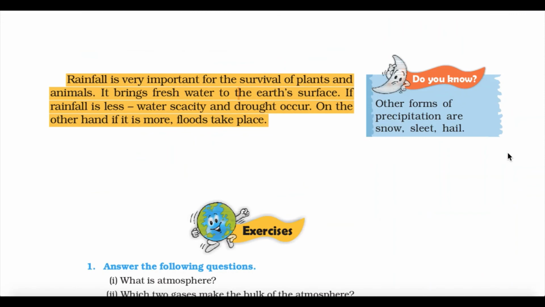Rainfall is very important for the survival of plants and animals. It brings fresh water to the earth's surface. If rainfall is less, water scarcity and drought occur. On the other hand, if it is more, floods take place.